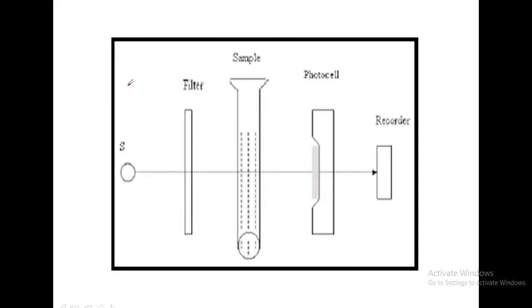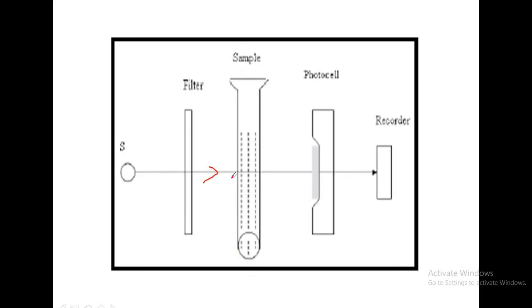This is a schematic picture of colorimetric determination. It is a source of light containing a mixture of wavelengths, a spectrum for that matter. The filter isolates a particular wavelength from the source of light, that is, monochromatic light. That monochromatic light is made to pass through an absorbing medium taken in a glass cell.